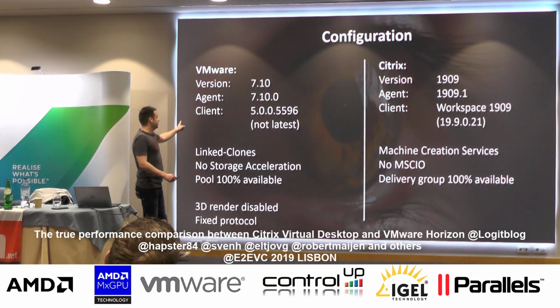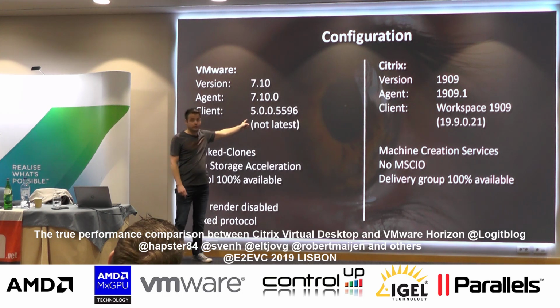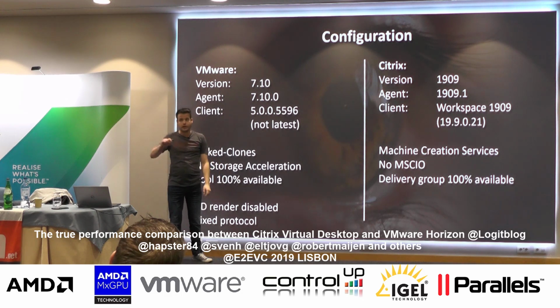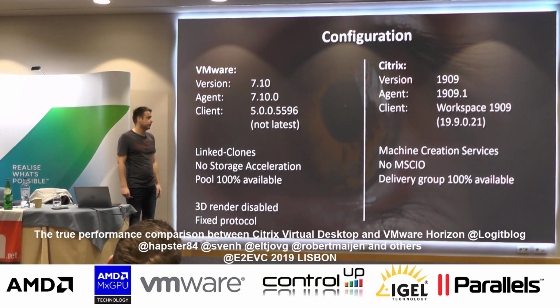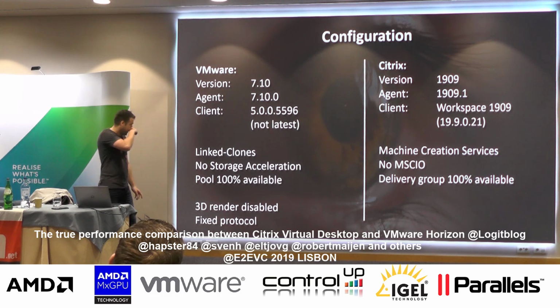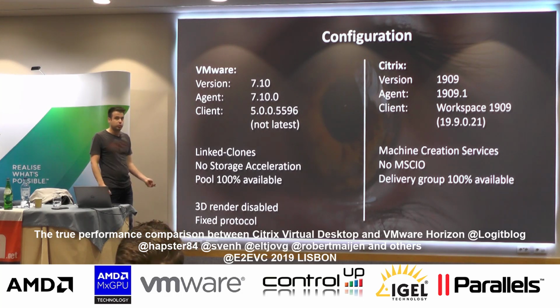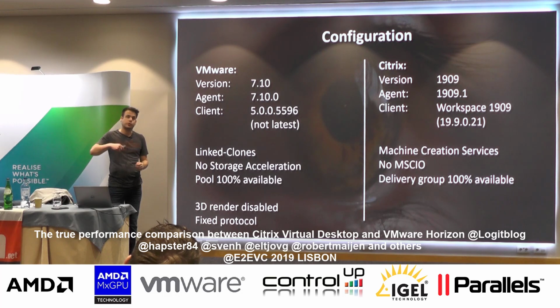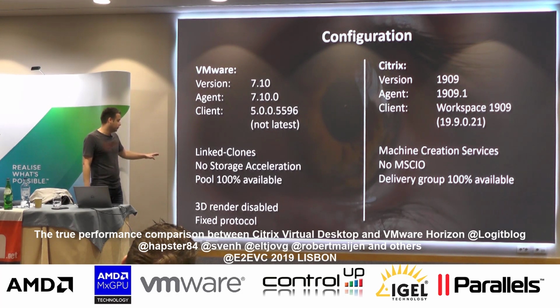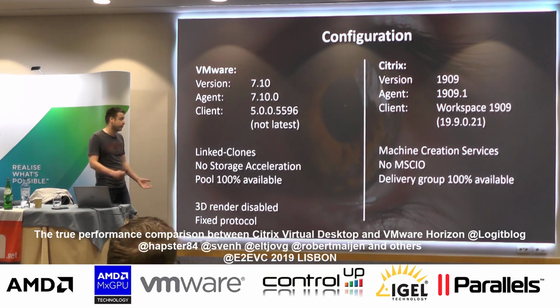There's one note on the endpoint: the client is not the latest one, and there's one reason for that. I experienced lag with the mouse when using the latest version, so therefore I didn't use it. We used linked clones. There's no storage acceleration configured, and we also need to ensure that the pool is 100% available, so there's no booting up during the test. By default the 3D rendering is disabled, and we always ensure that for VMware it's a fixed protocol, because we want to see the difference between the protocols.